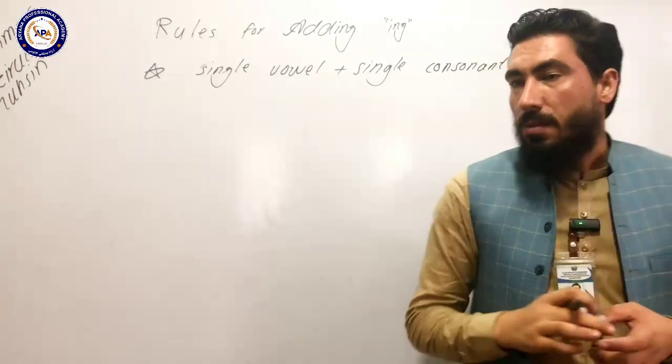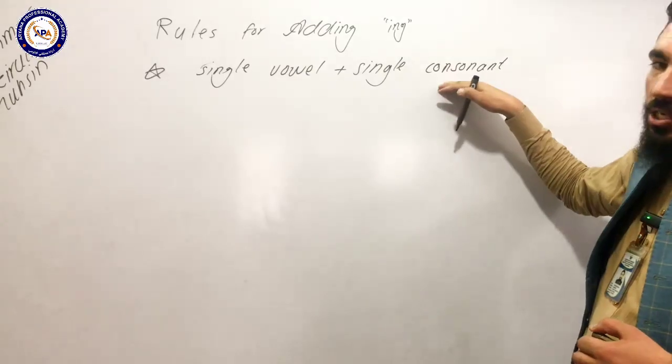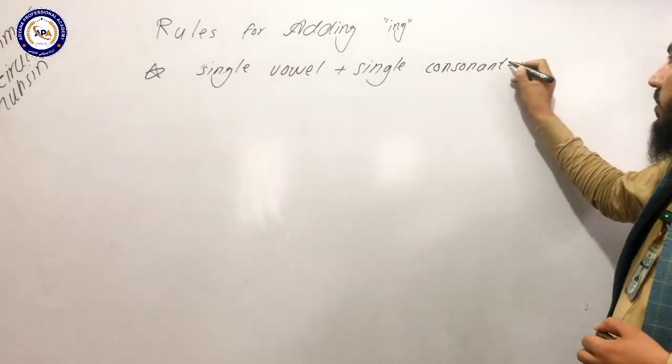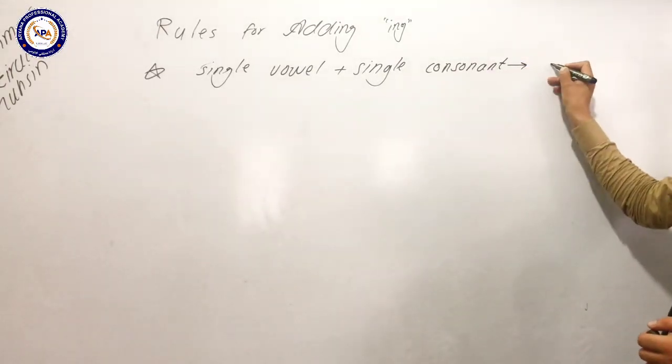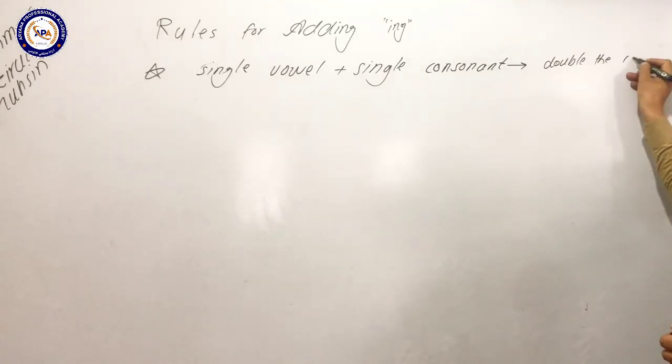Don't write, just listen. When a verb ends in single vowel, single consonant, you don't have to add ing directly. First, you have to double the consonant. Double the consonant plus ing.